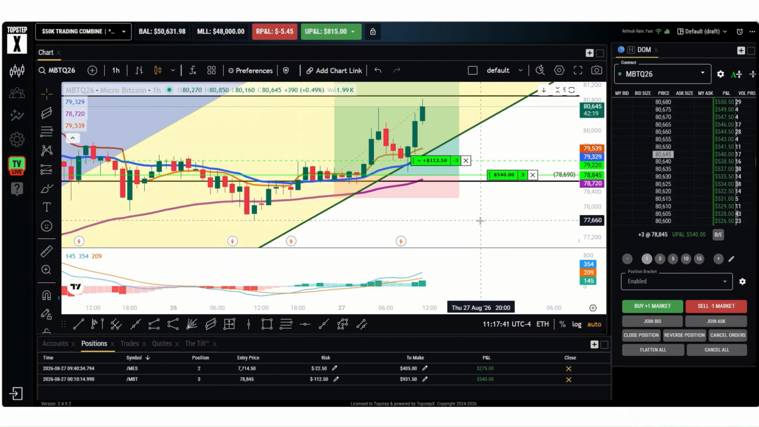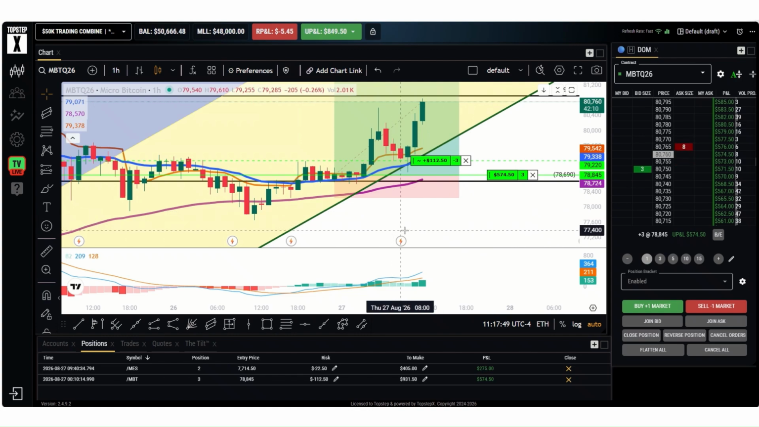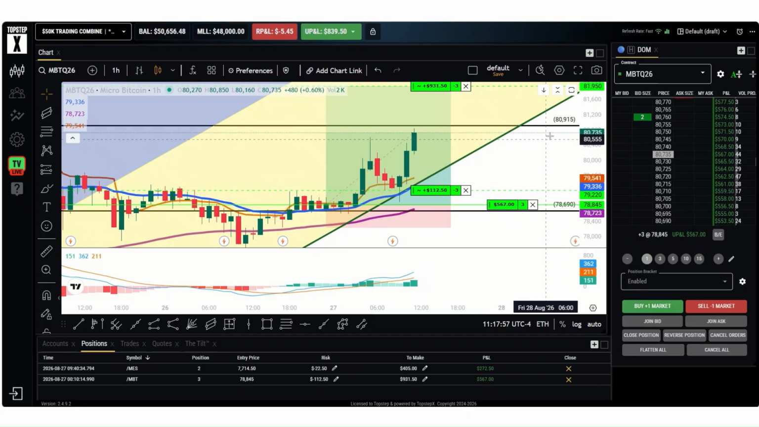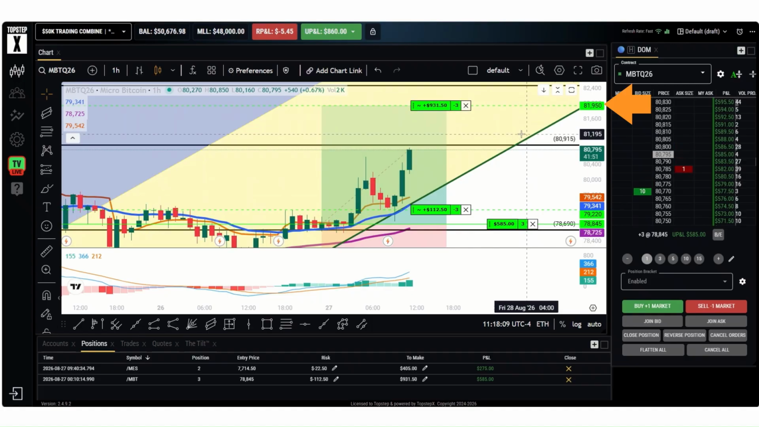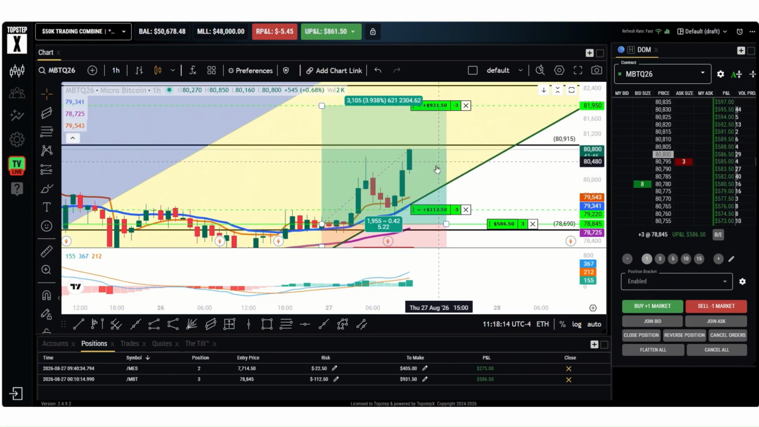So another update. It's been a few hours, but right now we're about 40 minutes away from heading into the afternoon session. But as of the time of this recording, micro Bitcoin futures is quoted at 80,760, and it's now approaching a local support resistance level of 80,915. So if price is able to break above that, I have my take profit target sitting here at 81,950. I am considering walking it down a little bit because I'm not sure how long it's going to take for price to break through this local resistance level if it does.